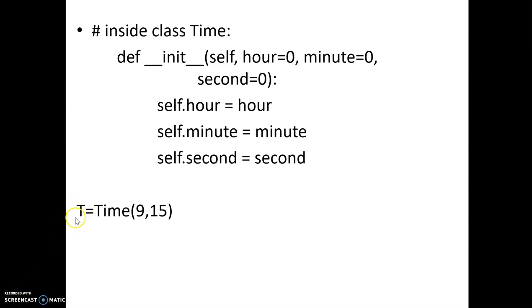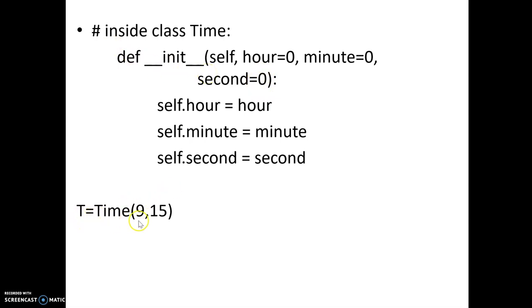So once the object has been created, and while creating the object itself, within the parenthesis you are supposed to pass some values. For example, the first value is always considered for the first attribute, hour. The second value is going to be assigned to the second attribute, and the same with the third. If any attribute is missing, it is going to be filled with the default value that has been set while defining the init method.